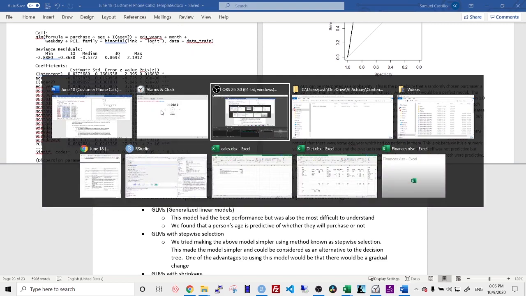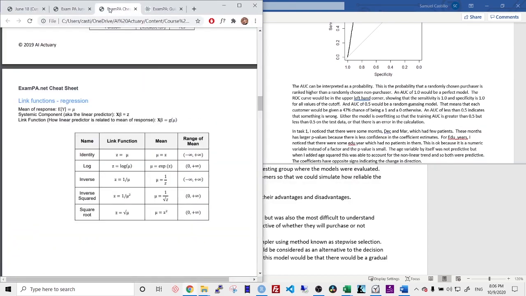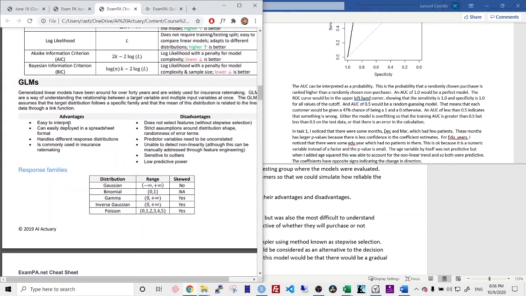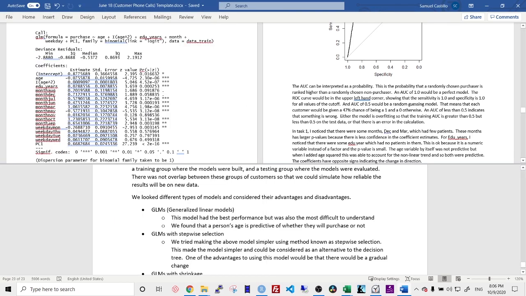For any of these models, I can just look at the cheat sheets. Advantages and disadvantages of a generalized linear model: it's still easy to interpret. It can also be deployed in a spreadsheet. Some disadvantages would be that it doesn't do a good job of handling the correlated variables, right? Because this GLM used the principal component analysis. So one advantage to this model is that it can be explained in a spreadsheet. One disadvantage is that it used the results of the principal component analysis, and so was complex to understand.